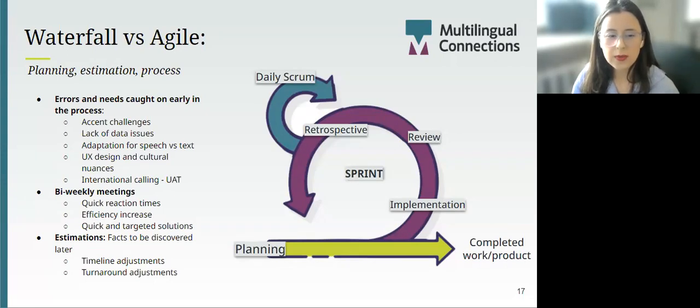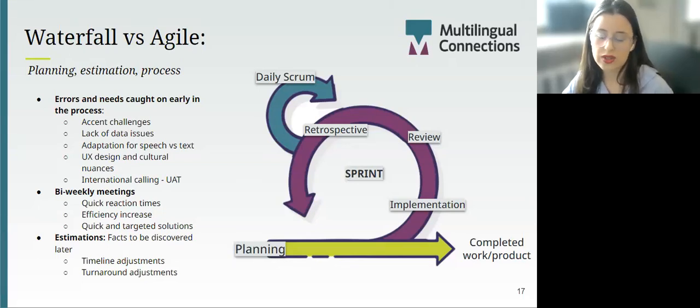And this whole sprint process helps us catch the errors and the mistakes or unforeseen circumstances, unforeseen need for services or different services early on in the process. And our linguists realized certain challenges, for example, with accent while testing the virtual call agent, and the accent wouldn't either get picked up or it would get misunderstood. And they immediately told us, which we could communicate to the development team in those bi-weekly meetings. And it turned out to be a lack of data issue on a particular accent or a dialect.